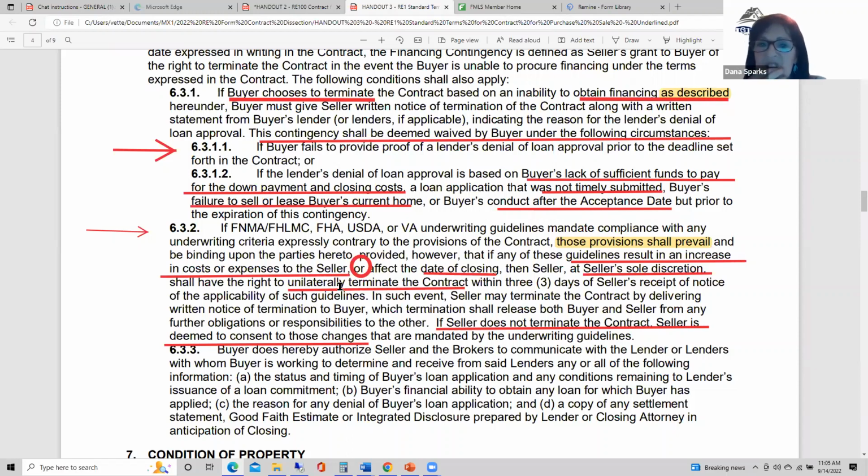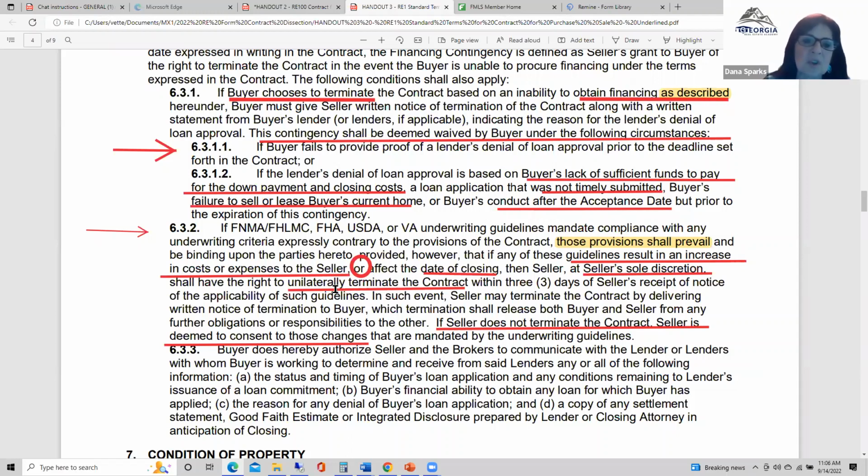So if that were the case, the seller does have the option to terminate the contract or affect the date of closing. If the lender has not sent out those, like you guys are saying, the 3-day TRID disclosures within 3 days prior to closing, that is going to affect the date of closing. Then the seller, at the seller's sole discretion, shall have the right to unilaterally terminate the contract. So it's not an extension of contract, it is a termination of this contract. Your buyer is going to be a little upset if the lender didn't get the job done, didn't send out those TRID disclosures, and all of a sudden the seller says, well, guess what? I'm terminating.